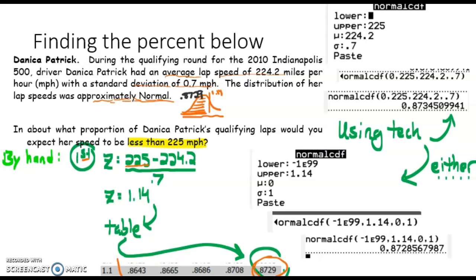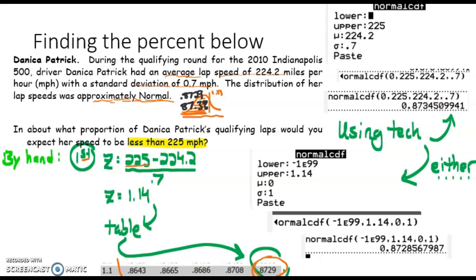Or basically that's going to be 87.3%. So that's what you're saying right there. All that room to the left. And that's what they're looking for. So they want to know what proportion of her qualifying laps would you expect her speed to be less than 225. So that's all that to the left.